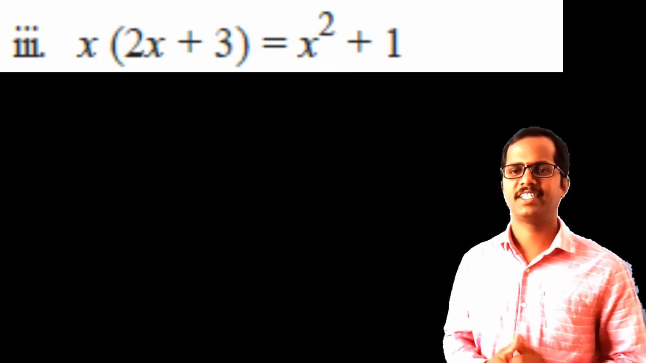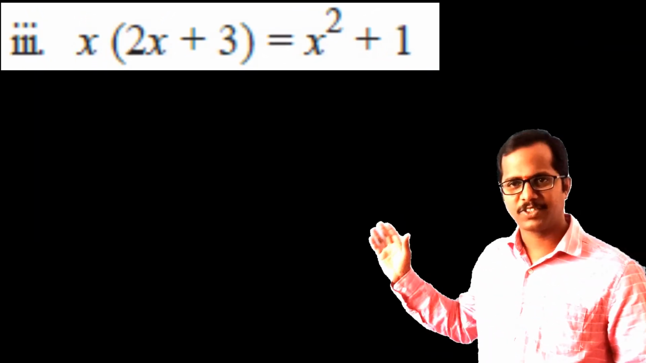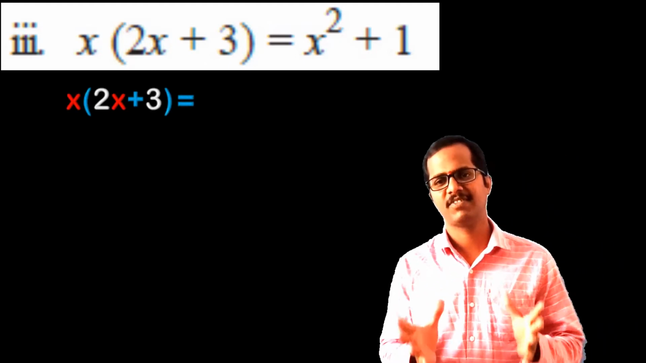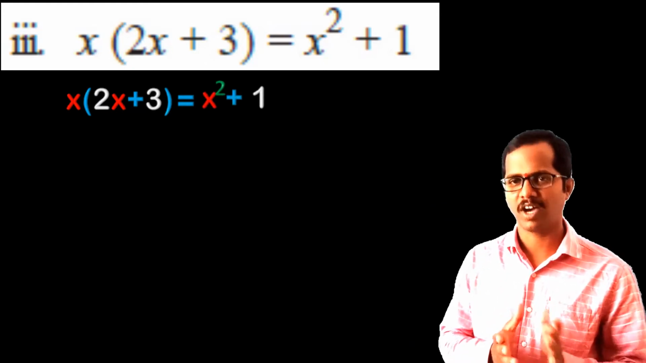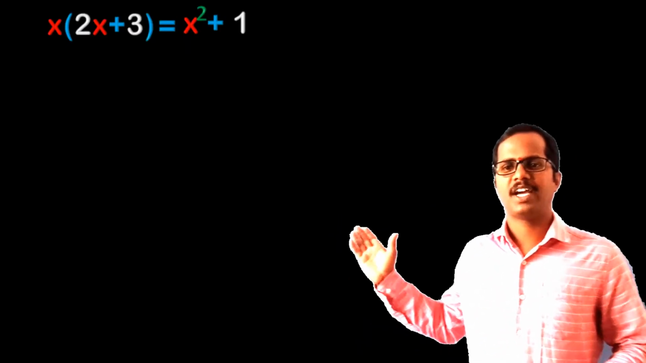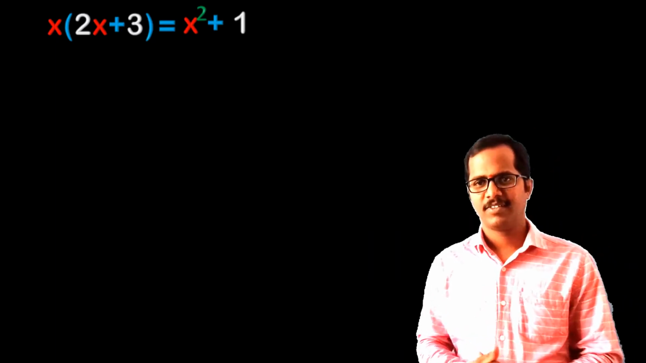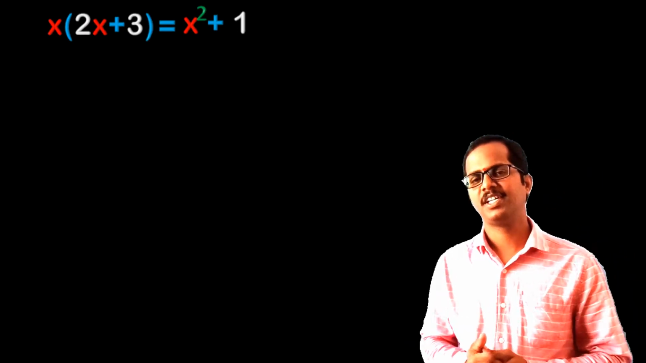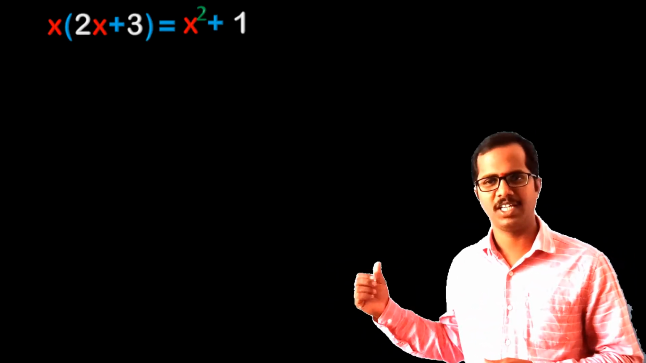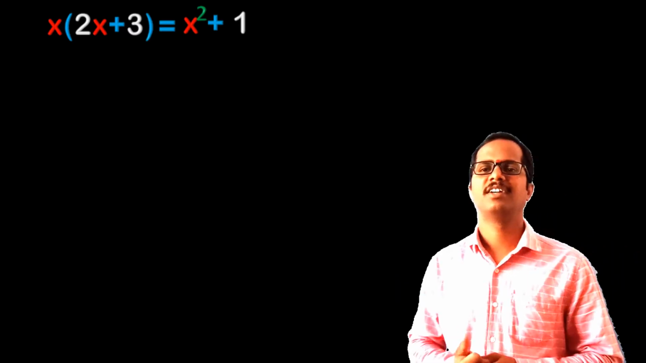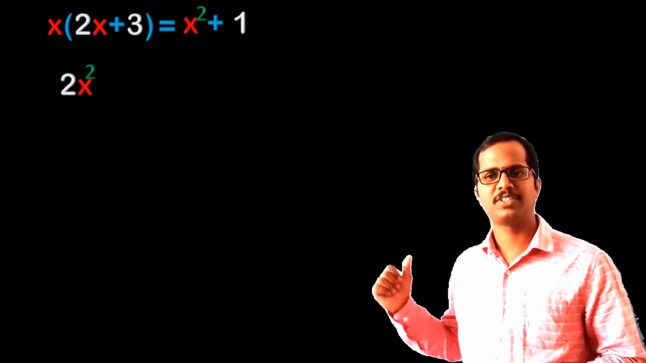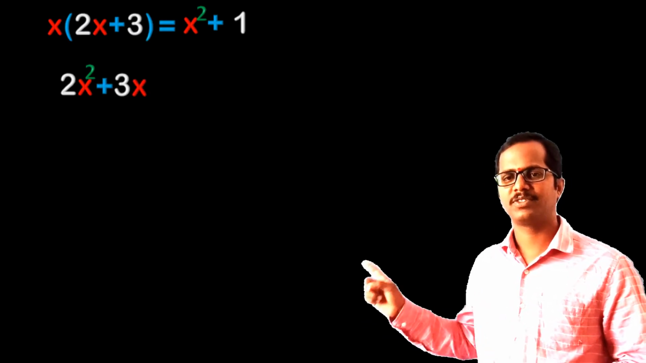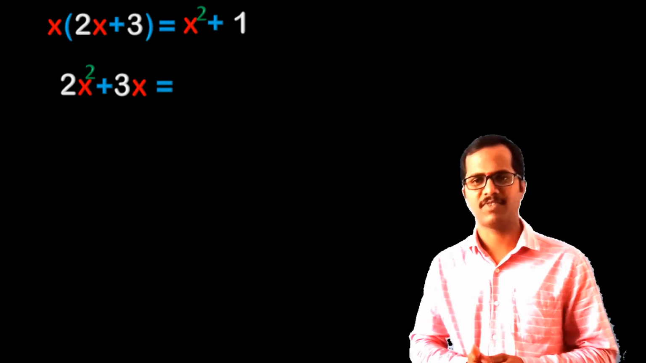The third problem is given as x into 2x plus 3 equals to x square plus 1. Now let us simplify this equation to see whether it is in the form of ax square plus bx plus c equals to 0 or not. So for that, on the left hand side, what we have? We have x into 2x plus 3. So again, by using distributive property, you can write x into 2x plus x into 3, which equals to x square plus 1. Now x into 2x equals to 2x square plus x into 3 equals to 3x. So we get 2x square plus 3x equals to x square plus 1.